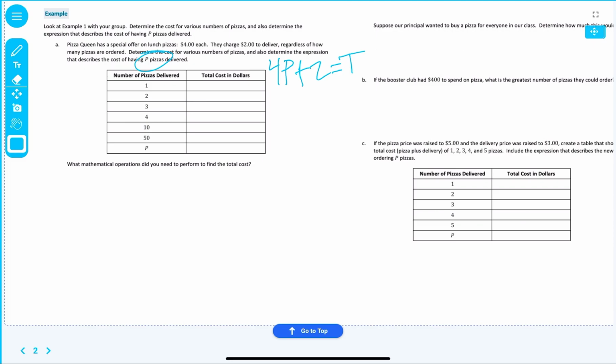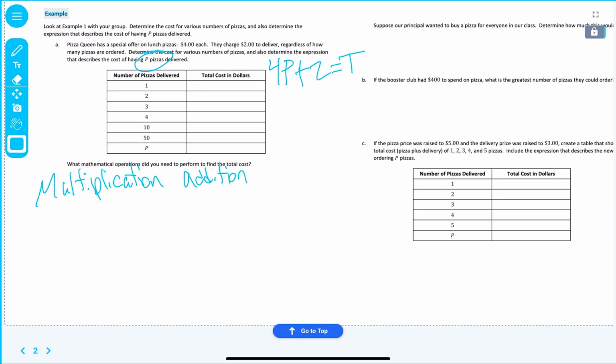So what mathematical operations do you perform for the total cost? Well, we would do multiplication and addition, because we're going to multiply the number of pizzas by 4, and then we're going to add 2 to it.